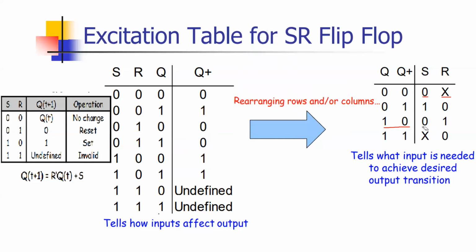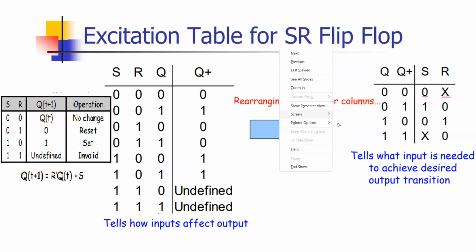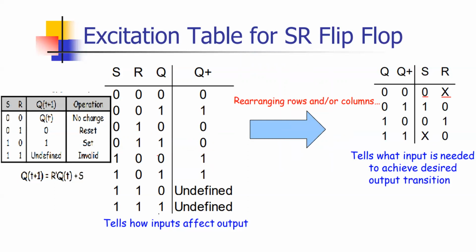Now the last condition is 1 1. So we will find out where is 1 1. Here it is 1 1 for Q and Q plus, and here it is 1 1. So when it is 1 1, the value of S and R is this. As you notice, the value of S is 0 or 1, so we are writing a cross here, and the value of R is constant, that is 0, so we are writing 0 here. So this is the excitation table of SR flip-flop.